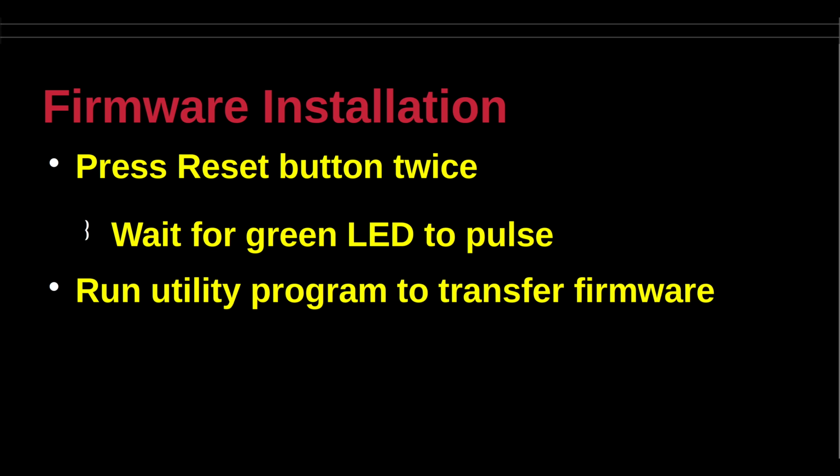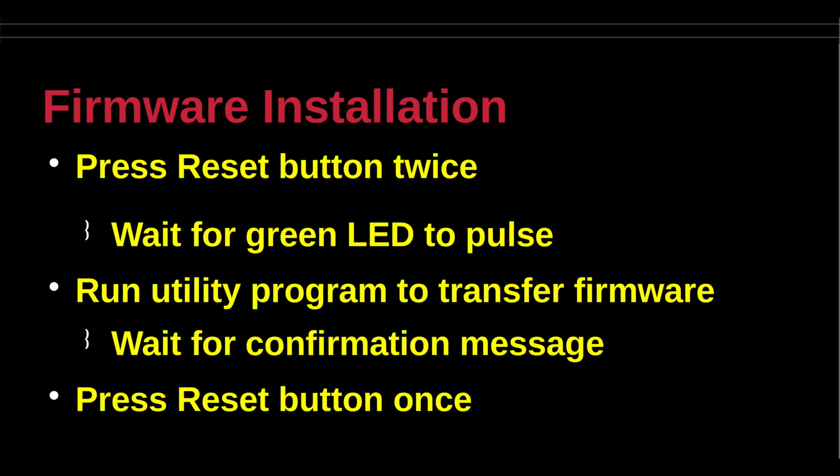To start the firmware installation, prepare the GIGA board to receive the firmware. Press the reset button twice in rapid succession. Wait for the green LED to pulse, which it will do if the reset button is pressed twice within a very short period. Run the utility program to copy the firmware file from the host computer to the GIGA board. There will be a confirmation message in the terminal window where the utility program was run if the board is flashed successfully.